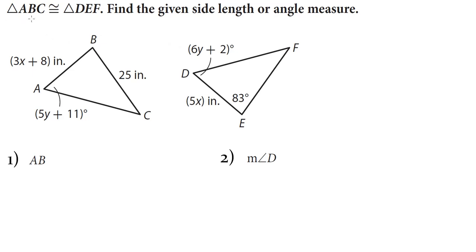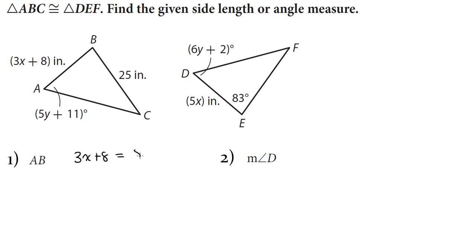So it says here, triangle ABC is congruent to triangle DEF. Find the given side length or angle measure. So we see here that for number one, they want us to find the measure of side AB. So in order to do that, we need to figure out who's the corresponding partner. AB is the first two letters and DE are the first two letters. So side AB corresponds to side DE. That means that they are equal to each other. So I could use that to write my equation. My equation is going to be an equation with variables on both sides. So side AB, which is 3x plus 8, is equal to side DE, which is 5x.